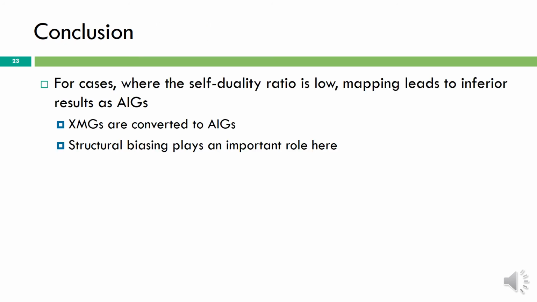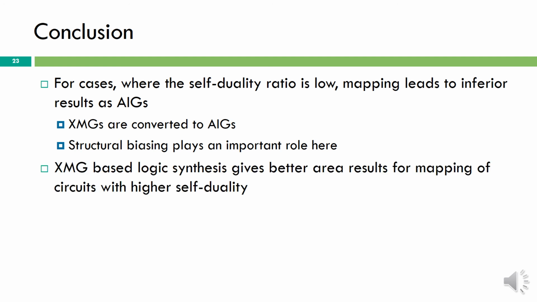So the conclusion is that for cases where the self-duality ratio is low, mapping leads to inferior results as with AIGs. XMGs are converted to AIGs, and hence the number of nodes and the number of cuts increases, and hence we can get bad mapping. Structural biasing plays an important role here.